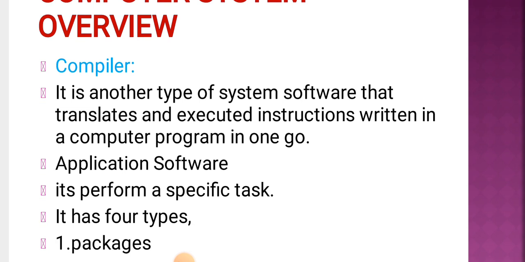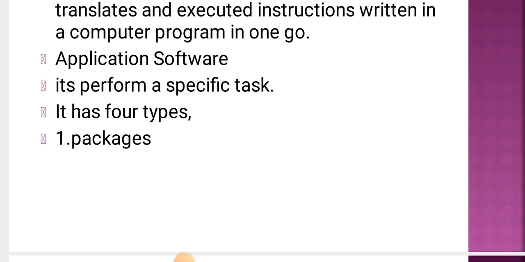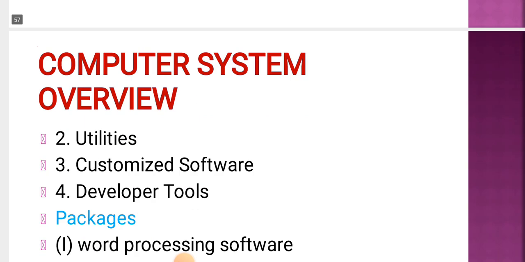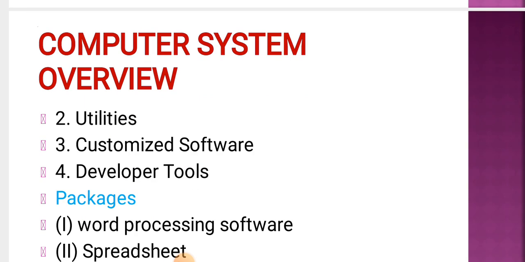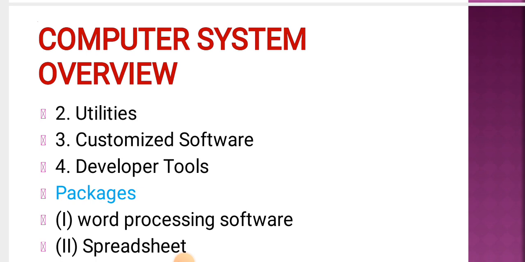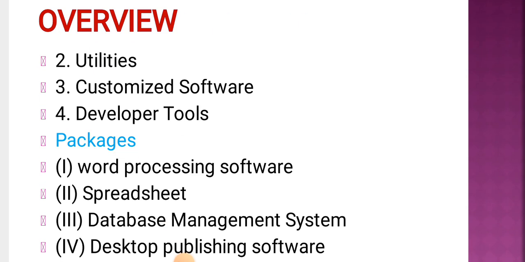Okay, now application software. We have completed the system software, and now we are moving to application software. It performs a specific task. Application means we download some application and it will do a particular task alone. It will not do all the tasks. That particular application will do some particular function only. So that is application software, and it has 4 types. One is packages. Second, utilities. Third, customized software. And fourth, developer tools. So these are the types of application software.